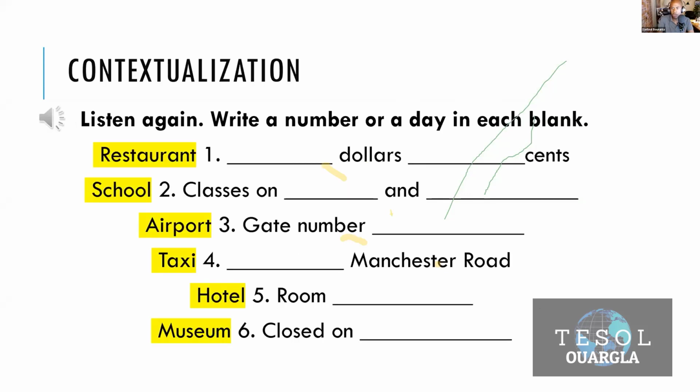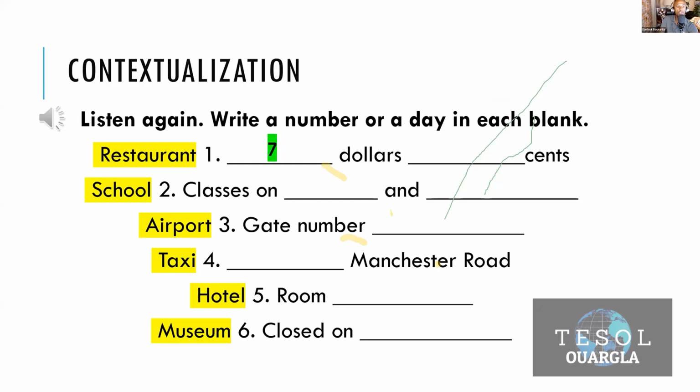Then you can go now to your main activity, and give them a second listening. Now, write a number or a day in each blank. But you don't start with that, because if you start with that, then you are testing listening. You are not teaching listening. You are testing their ability to recognize sounds. You are not teaching them strategies that they can use when they are on their own.